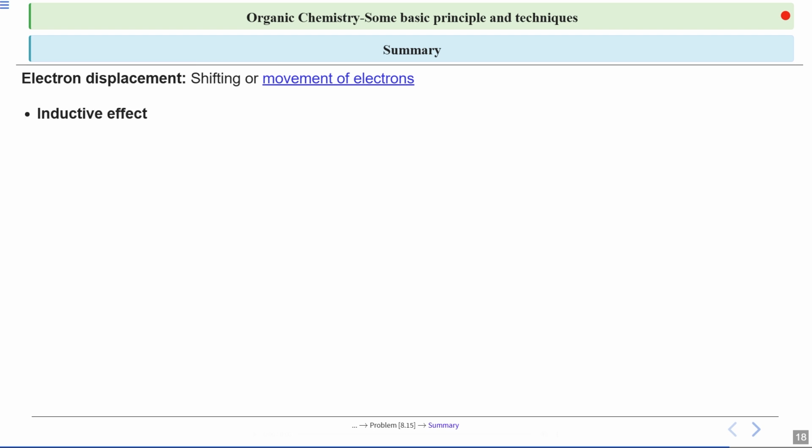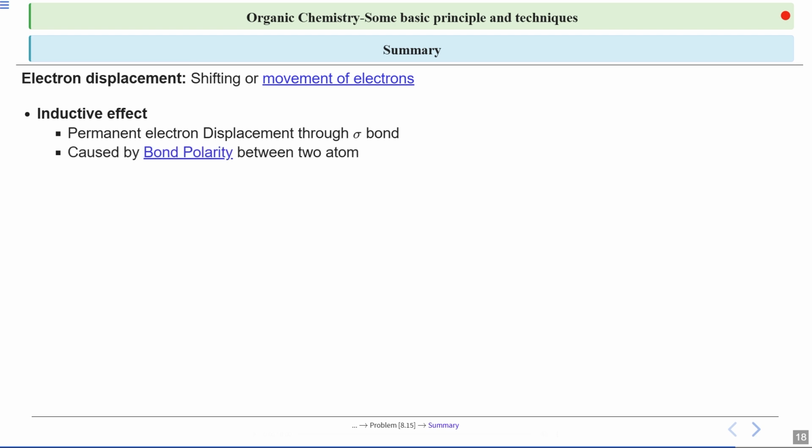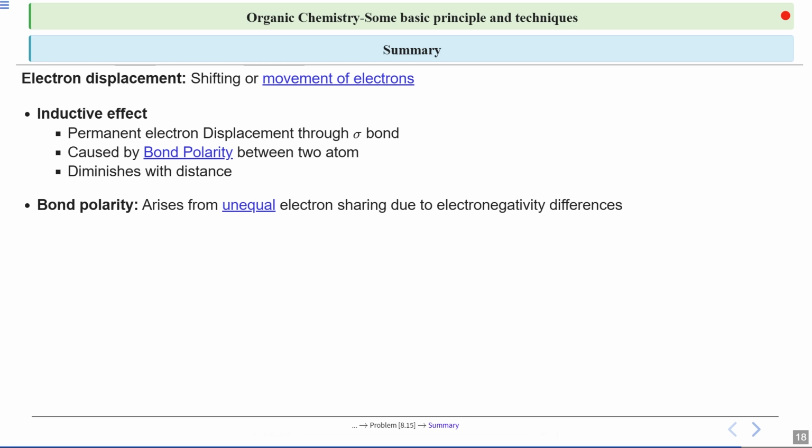Then today we talked about only the inductive effect. What is it? It is the permanent electron displacement through the sigma bond. The reason for this is the bond polarity between the two atoms, which is diminishing with distance because of the inverse relation of Coulombic force with distance. Now, what is bond polarity? It arises from the unequal electron sharing due to the electronegativity difference between the two atoms.